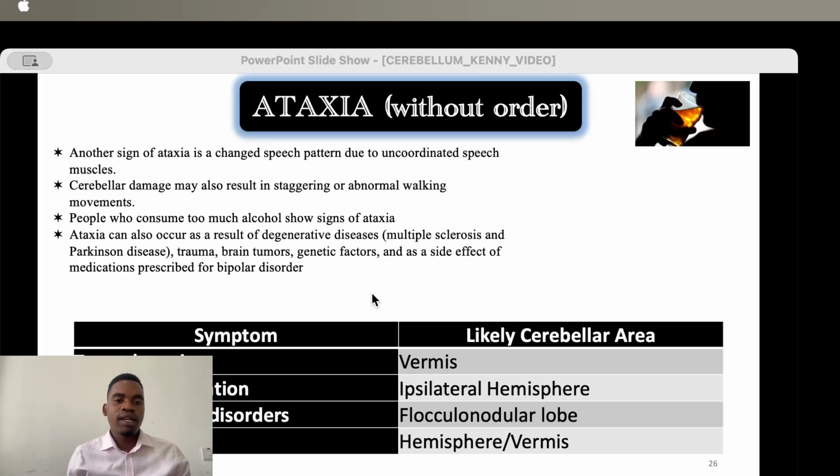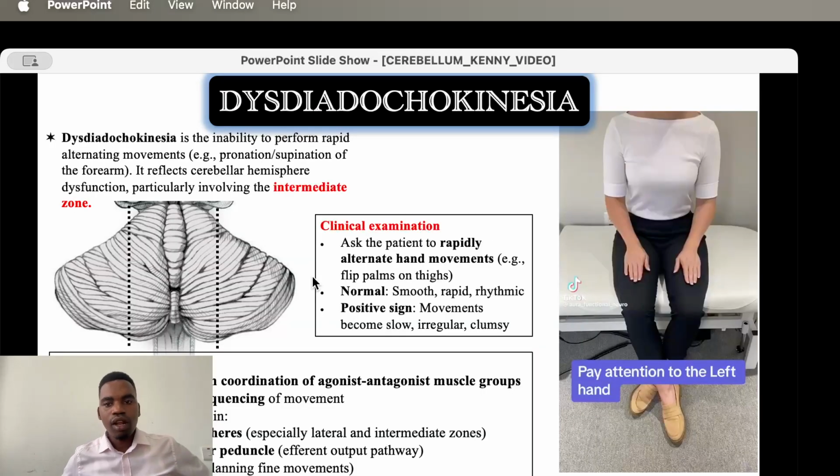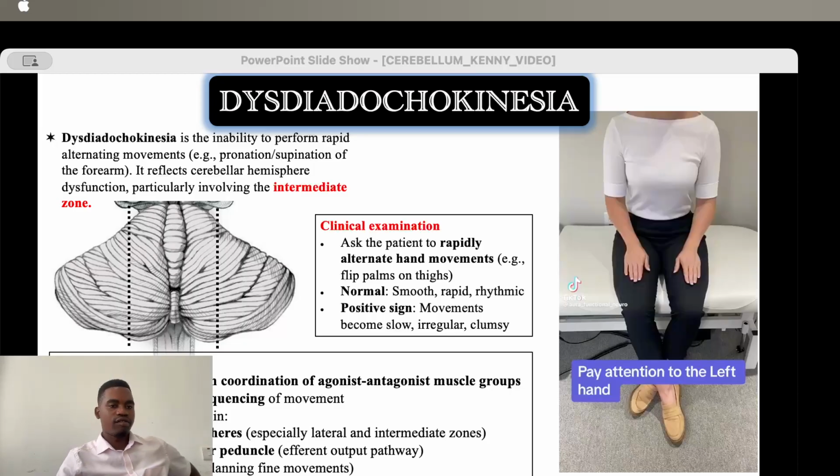So let's talk a bit about the ataxia of the appendages, or limb ataxia, for which we have something known as dysdiadochokinesia. Dysdiadochokinesia is one among the ataxias of the limbs. Basically what it means is the inability of a person to do rapid alternating movement. Rapid alternating movement is impaired in a person with dysdiadochokinesia.